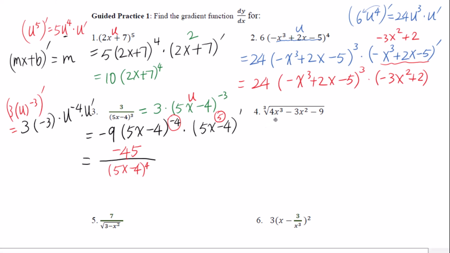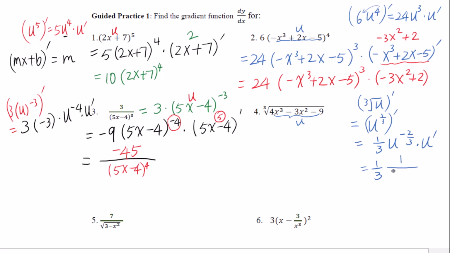For number 4, we will make this u. So we are looking for the cubic root of u. Do the derivative. That is u to the 1/3 power, we do the derivative, which means 1/3, u to the 1/3 minus 1 will be negative 2/3, then times u prime. For u to the negative 2 over 3, we can write down 1 over the cubic root of u squared, then times u prime.